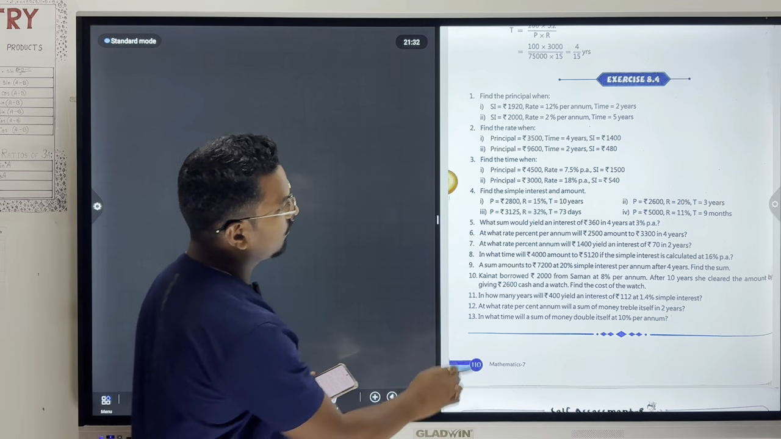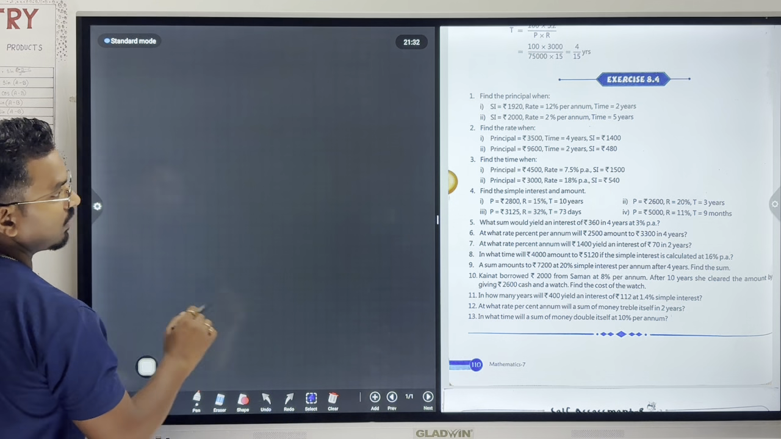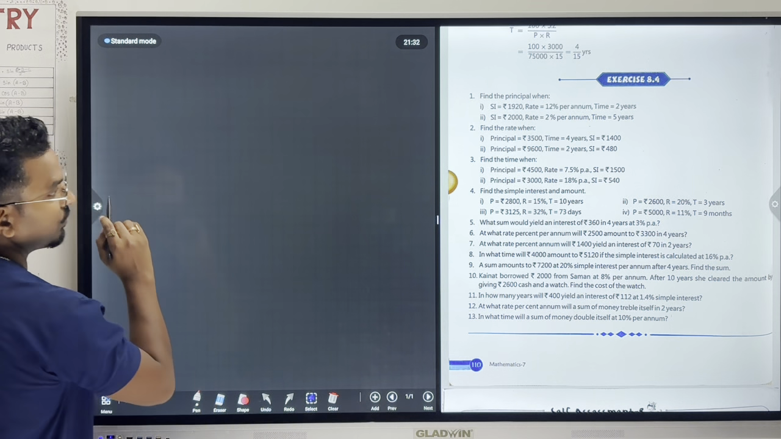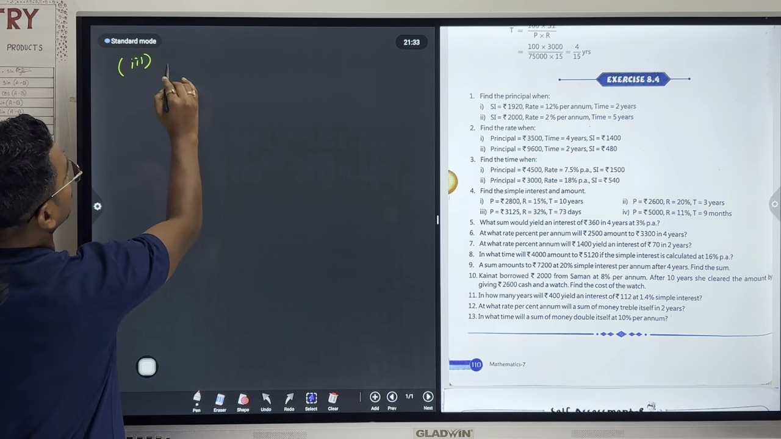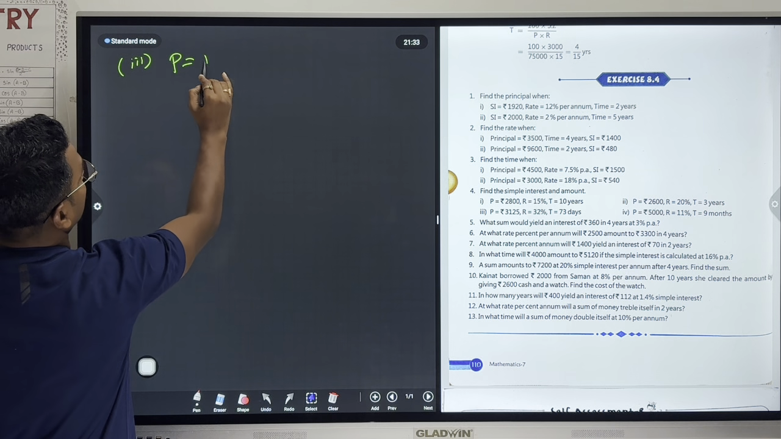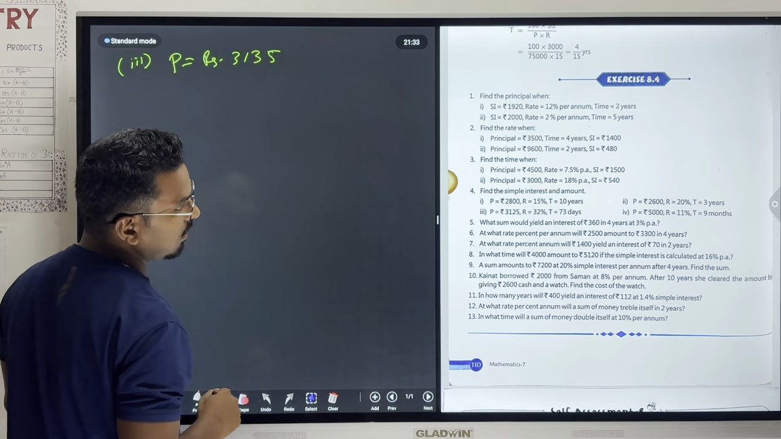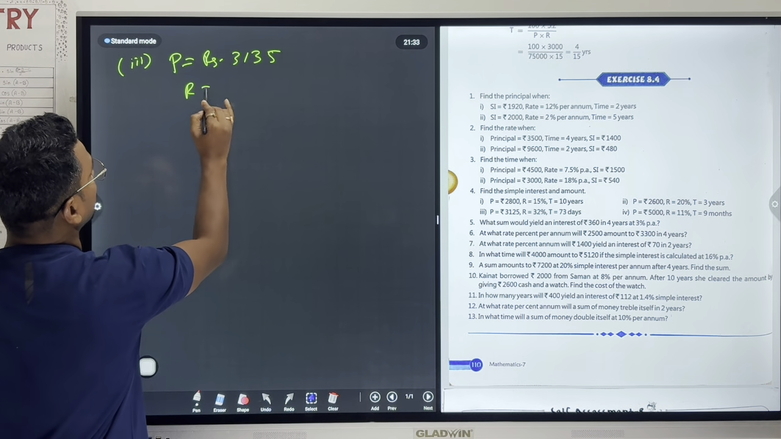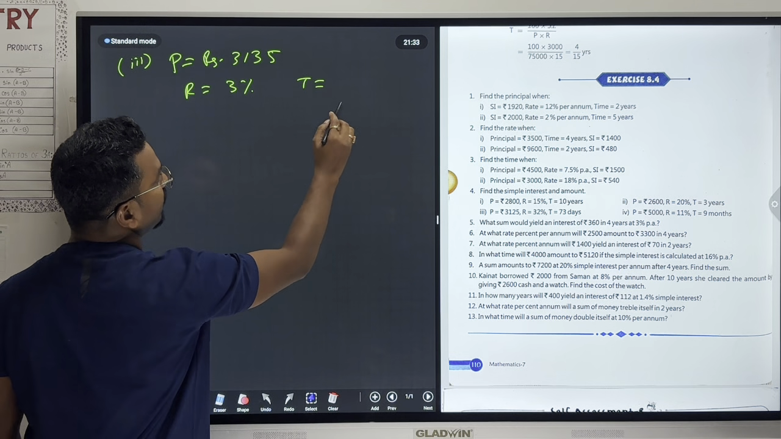These are all the same, simple interest. Let me do one more. Let me do Roman number 3. Here the time is given in days. So principal is given rupees 3135, rate is given 3%, and time is given 73 days.